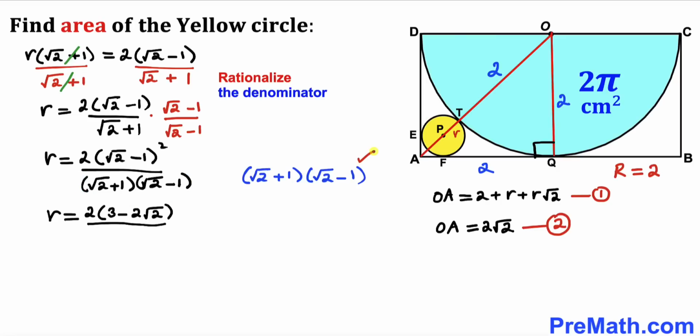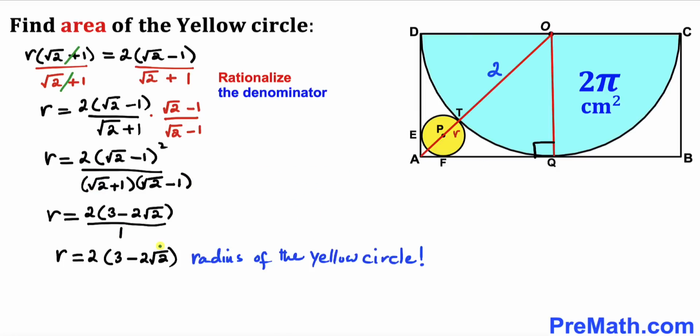And now let's focus on this denominator. And here I have copied it down. And now let's recall this another famous identity. A plus b times a minus b could be written as a square minus b square. We are going to apply it over here. So therefore this could be written as square root of 2 whole square minus 1 square. And now if we simplify this thing, that is going to give us 1. So therefore the denominator part, I'm going to replace it by 1. So let me write down 1 in the denominator. And this is the radius of the yellow circle.